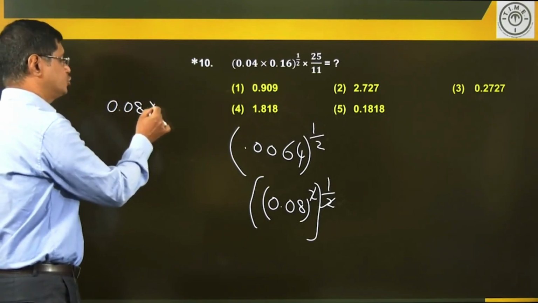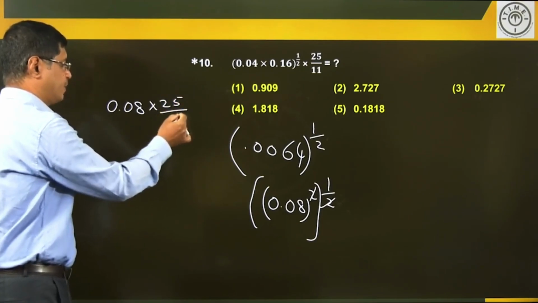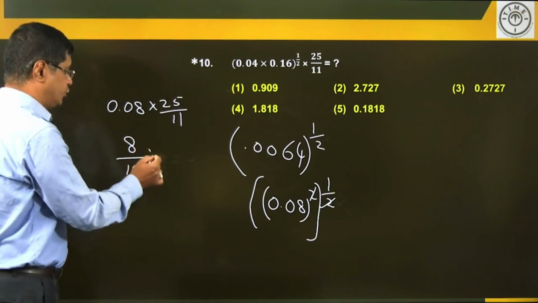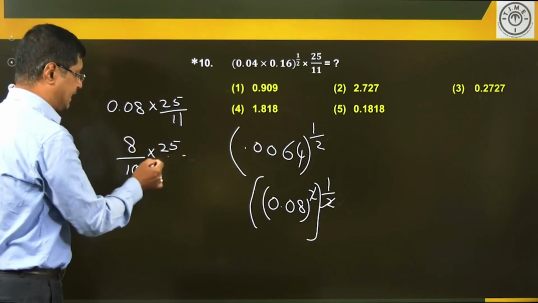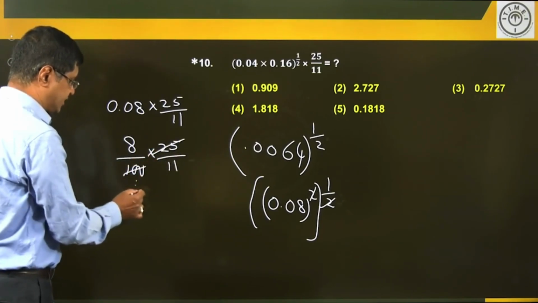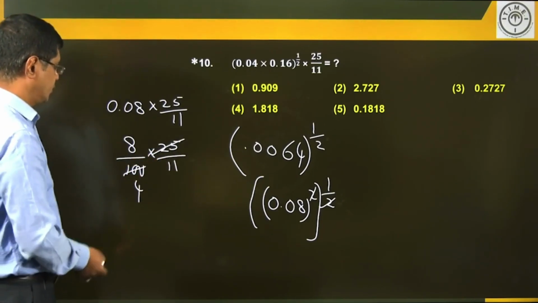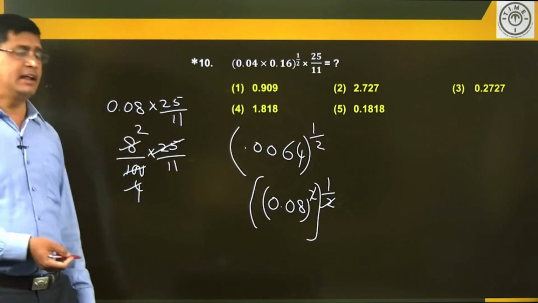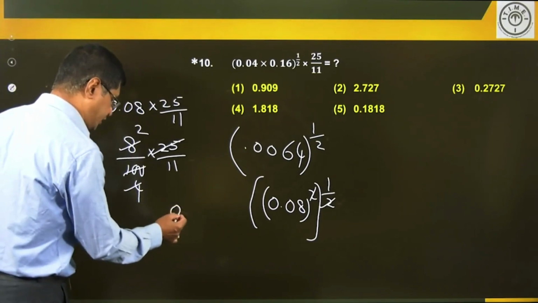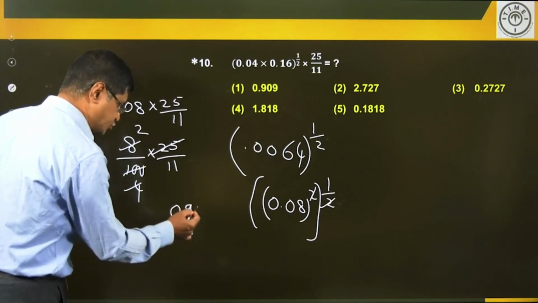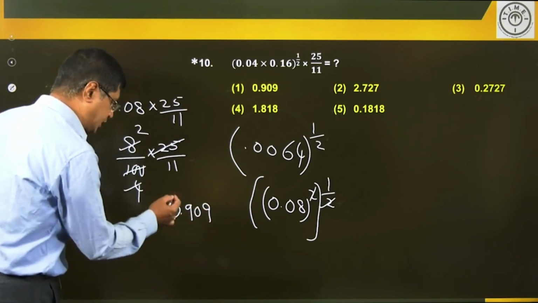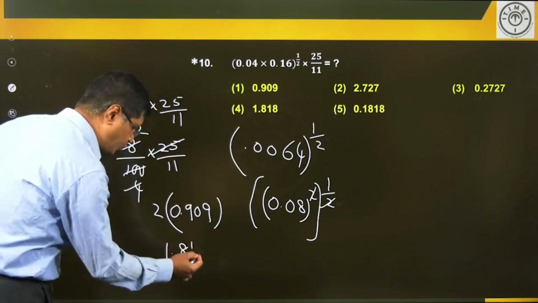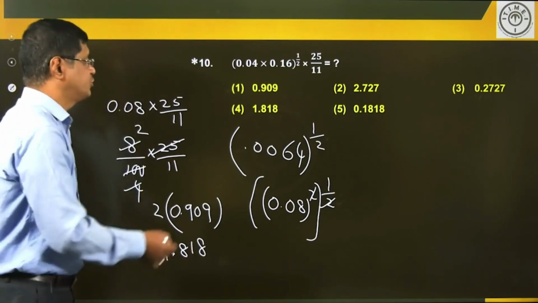0.08 into 25 by 11. 0.08 means 8 by 100 into 25 by 11. So, 25 goes exactly 4 times. So, what about 4? 2 times. So, what is the result? 2 by 11. 1 by 11 means 0.909. So, 2 times of it means 1.818. So, what is the right choice?